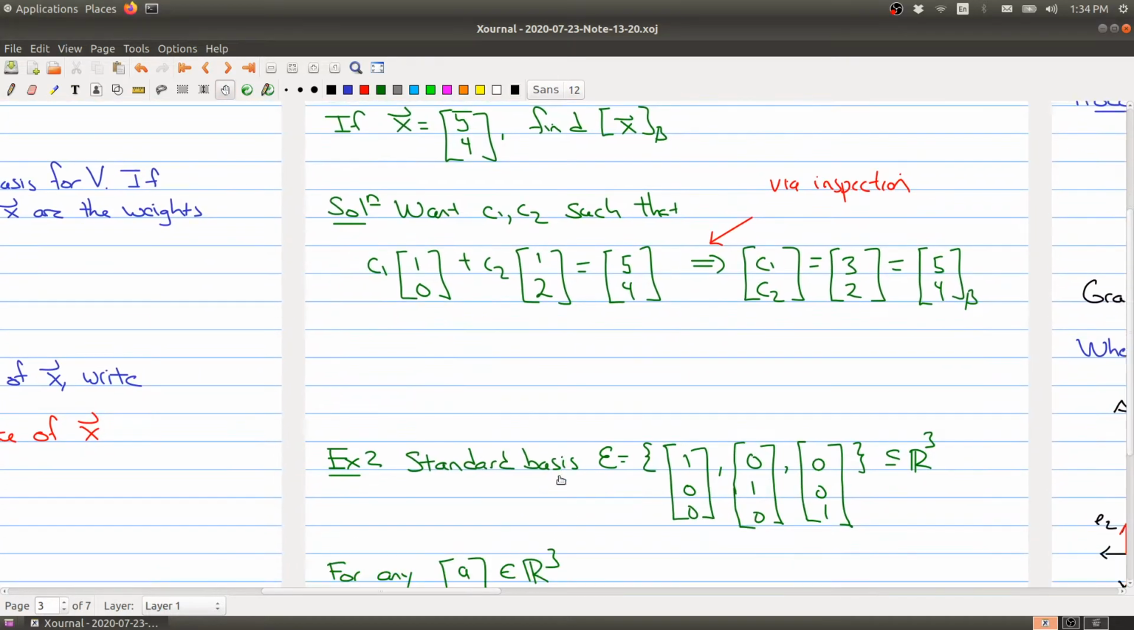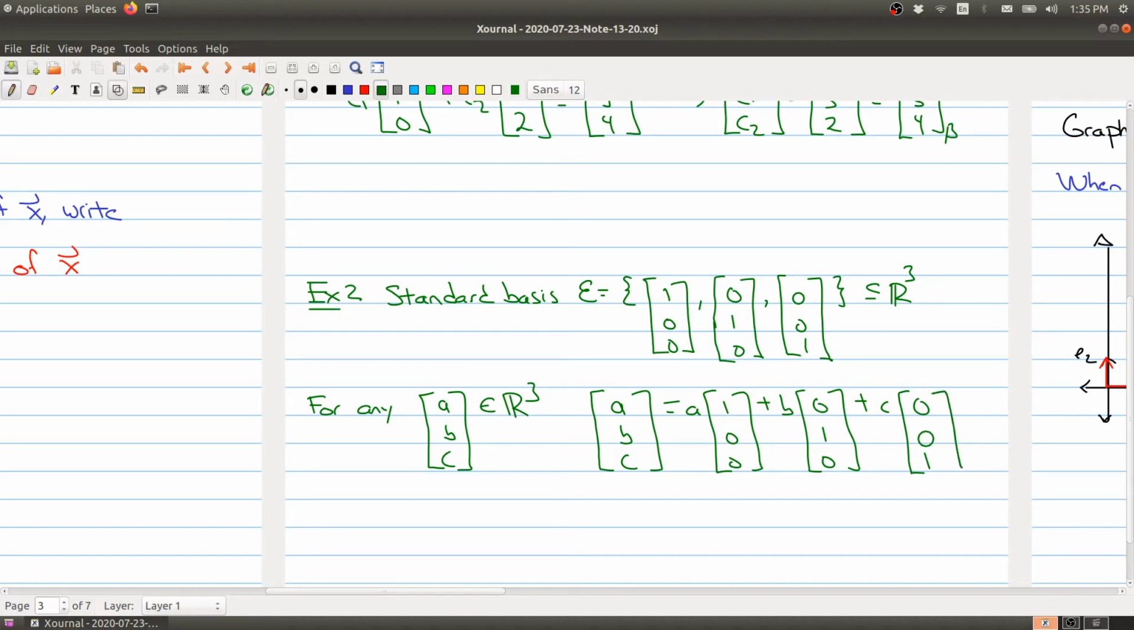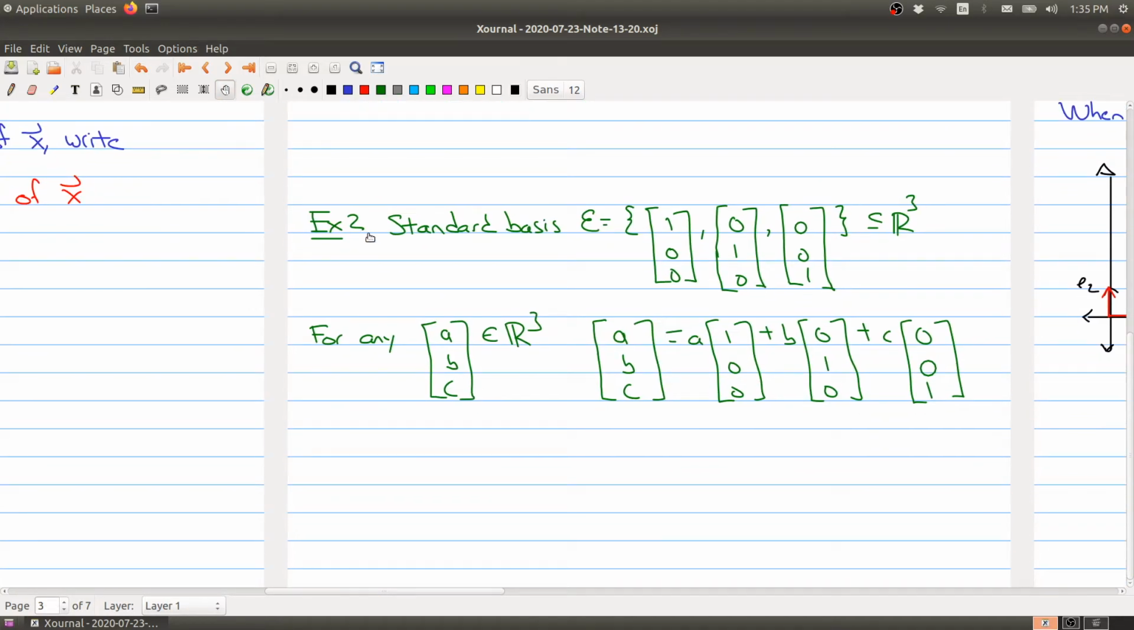Let's look at the case of the standard basis, and let's look at R3. We know what the standard basis for R3 is: the vectors (1, 0, 0), (0, 1, 0), and (0, 0, 1). For any vector (A, B, C) in R3, we have that (A, B, C) is equal to A times the first vector plus B times the second vector plus C times the last vector. And so the A, B, and C are going to give me the B coordinates, or in this case E coordinates, because that's the notation I'm using.